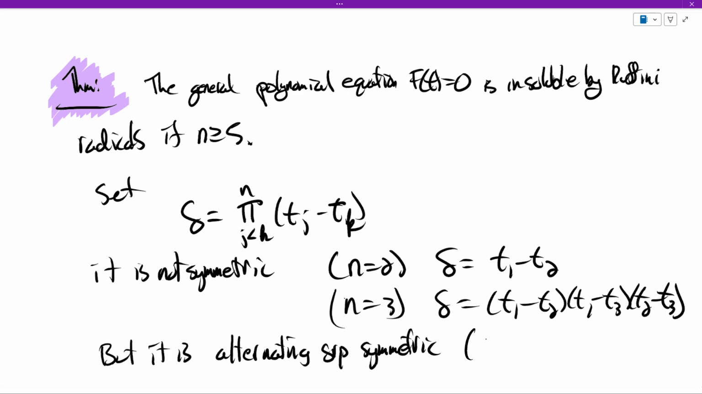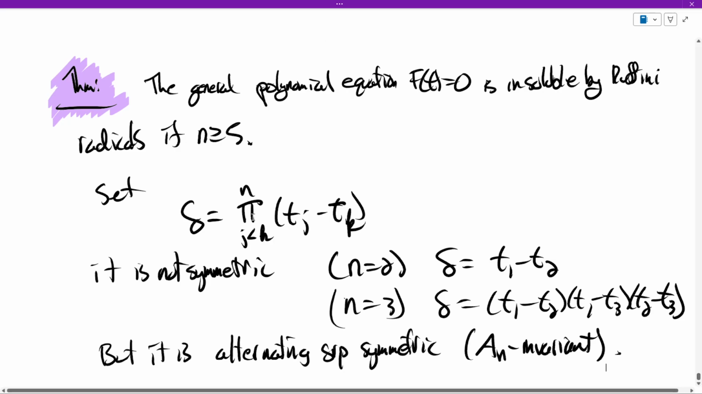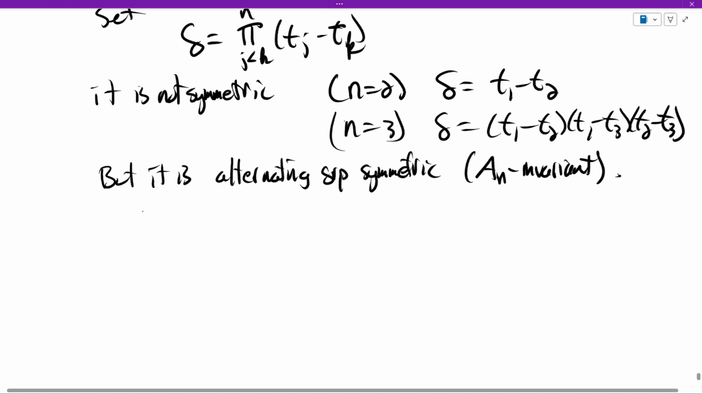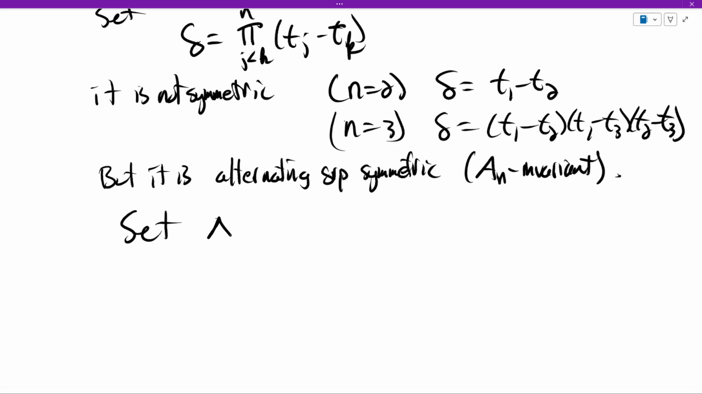And we have a word for this. We say A_n invariant. The action of the symmetric group on this element delta will be plus or minus delta, depending on whether our element was from A_n or not. We're also going to set capital delta to be little delta squared, and this is called the discriminant.